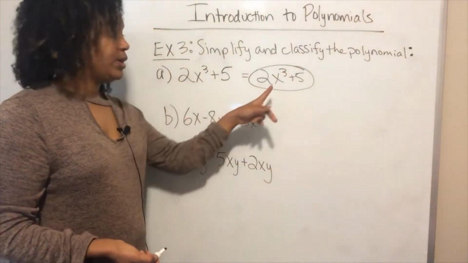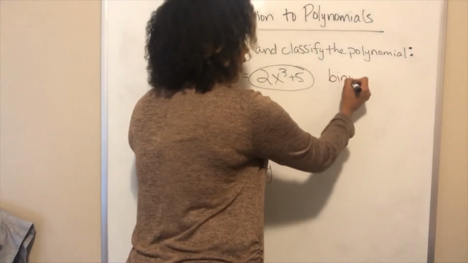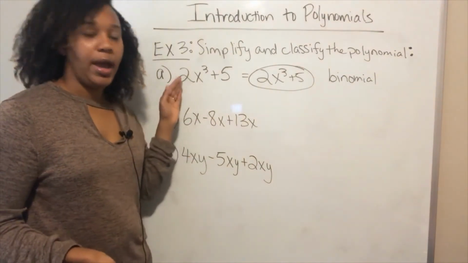How many terms do we have? We have 2 terms. So since it's 2 terms, that would be classified as a binomial. All right, so that's part A.